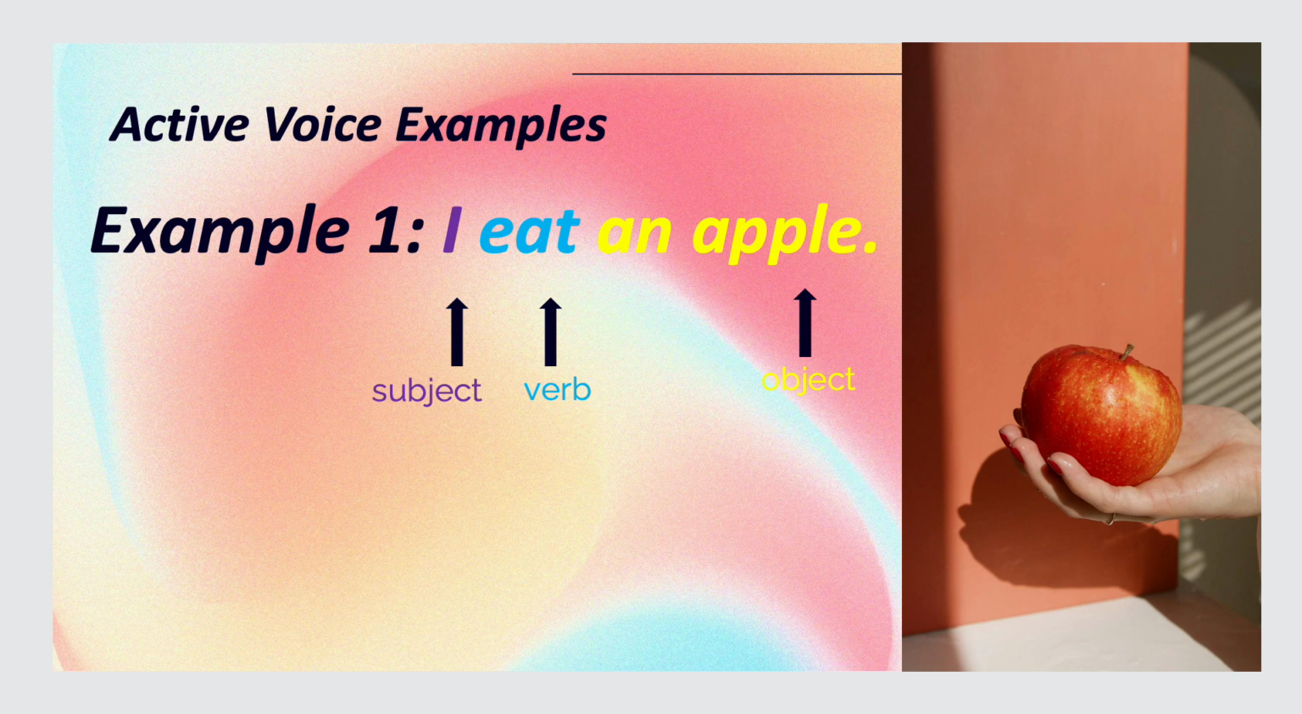I eat an apple. In sentences, the subject is who performs the action, the verb is the action, and the object is who receives the action. So, in this example, I eat an apple. I is the subject, eat is the verb, and an apple is the object.